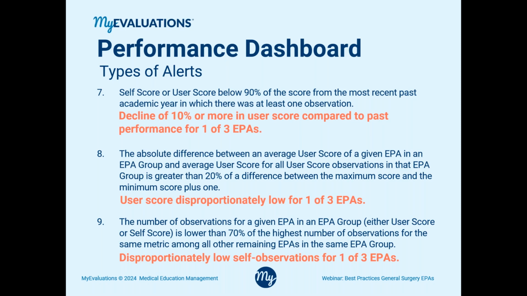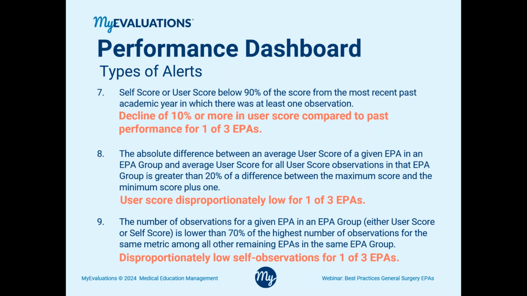Number 8 talks about the absolute difference between an average user score given for an EPA and an average user score for all users' observations in that EPA being greater than 20%. So in other words, here we're seeing that the score is disproportionately low for some of the EPAs.